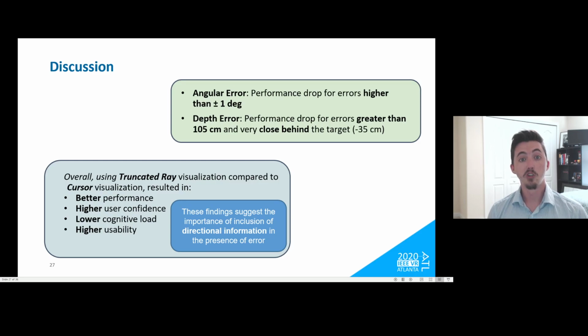So from our results, we did a lot of comparisons between that truncated ray visualization and our cursor visualization. And between our objective and our subjective measures, we found that the truncated ray offers better performance, significantly higher user confidence, significantly lower cognitive load, and significantly higher usability than the cursor visualization. So there's a lot of good benefits to this. And we believe that this is because it includes that directional component that the cursor lacks.